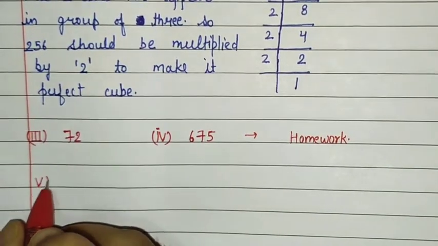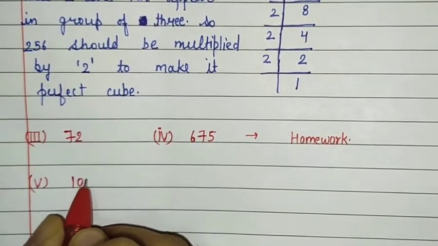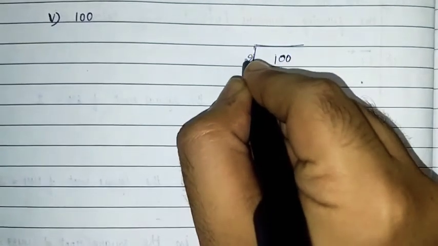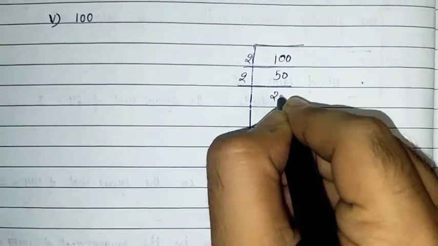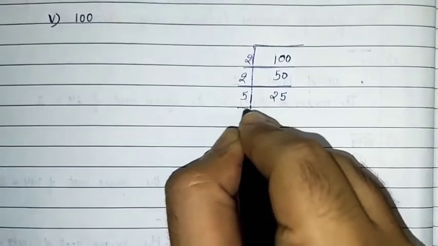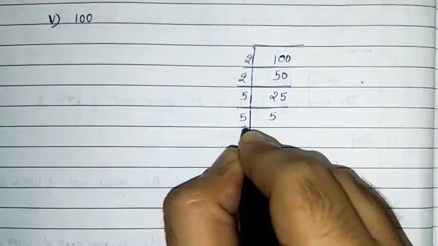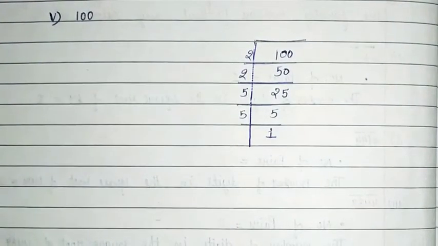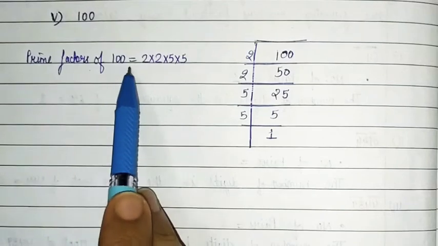Move to the fifth part. The fifth part is 100. So we have to find the prime factors of 100 now. 100 divided by 2 is 50, again divide by 2, 25, after that with 5, and 1. Now these are the prime factors of 100.